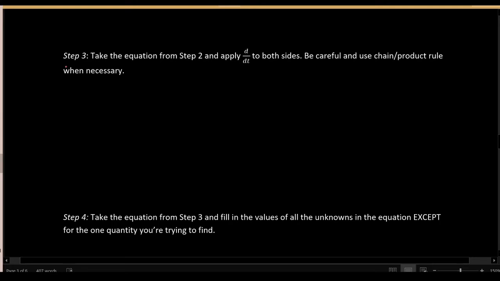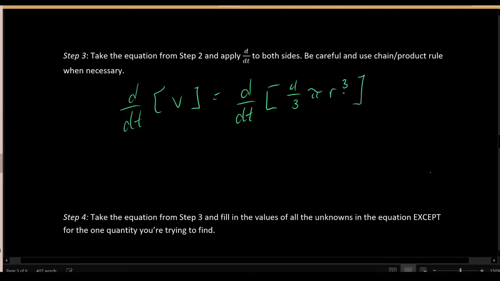So the next thing that we're going to do is take that equation from step 2 and apply the derivative with respect to t to both sides. And we're going to simplify that, being careful to use chain rule or product rule or whatever rule is necessary. So the step that we're about to do is very similar to when we did implicit differentiation. Except this time, instead of taking a derivative with respect to x, we're taking the derivative with respect to time, a rate of change as time changes.